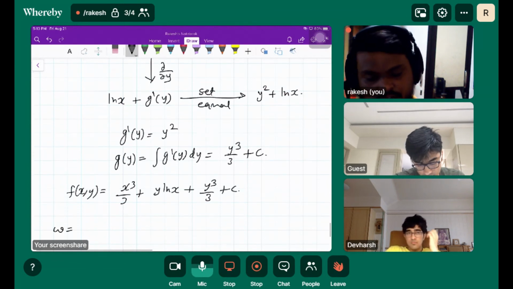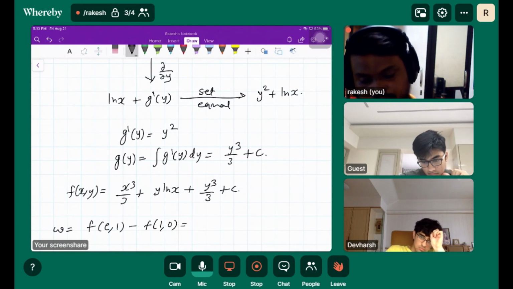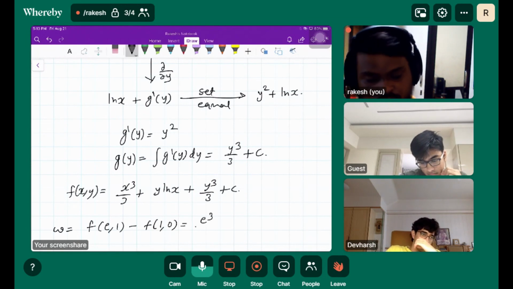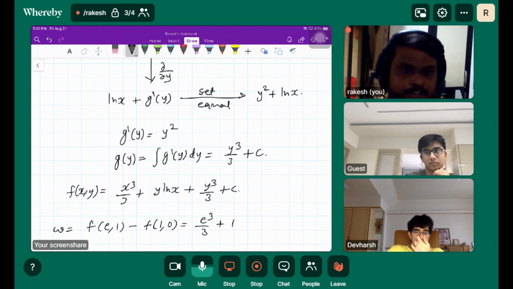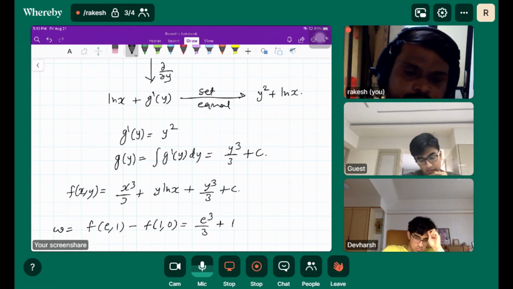I'll simply find the work done by plugging these values, and this will give you e cube upon 3 plus 1. Done, Mano? Any mistake?